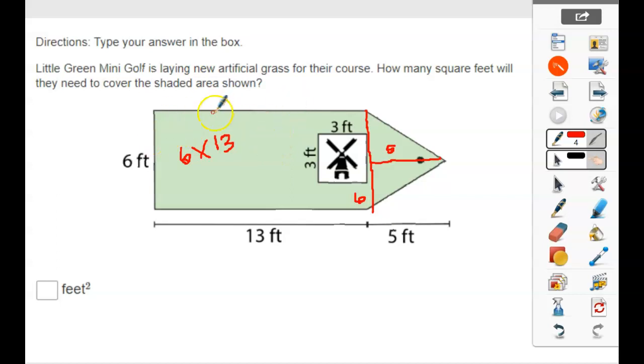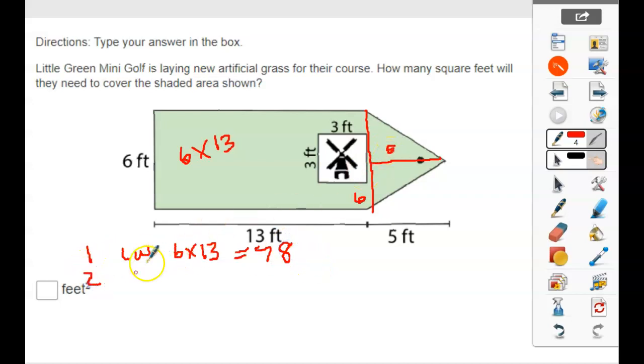So now we're going to have to figure out the area of the rectangle, the area of the triangle. Then it looks like I've got a hole in here that I'm going to have to delete from there. Okay, so 6 times 13 for my rectangle is 78. So I'll call that shape 1, length times width, 6 by 13, and that's going to be 78.